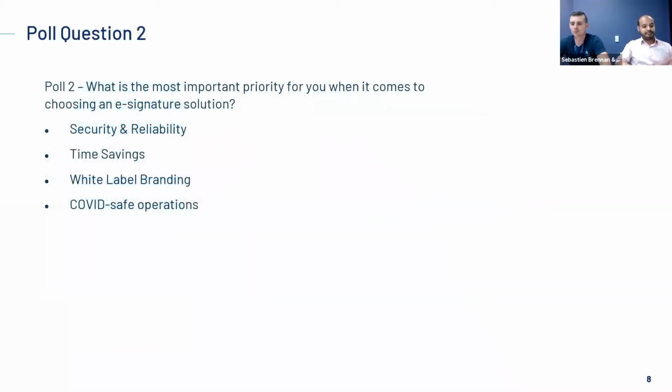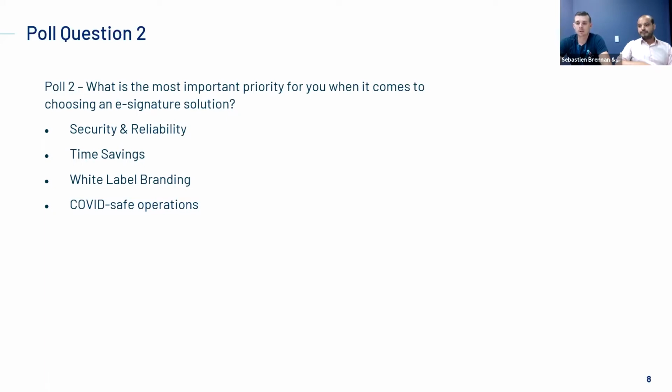All right, so we're going to jump into our second poll question of today. Let me just launch that second question. What we want to know here is around the priorities of choosing a solution. What is the most important priority for your business when it comes to choosing an e-signature solution? There's a couple of options: the security and reliability, the time savings that enables, white label branding and configuring that for your business, or also the COVID safe operation. I'll give you a couple of moments to complete that, and we'll share the poll responses with you.